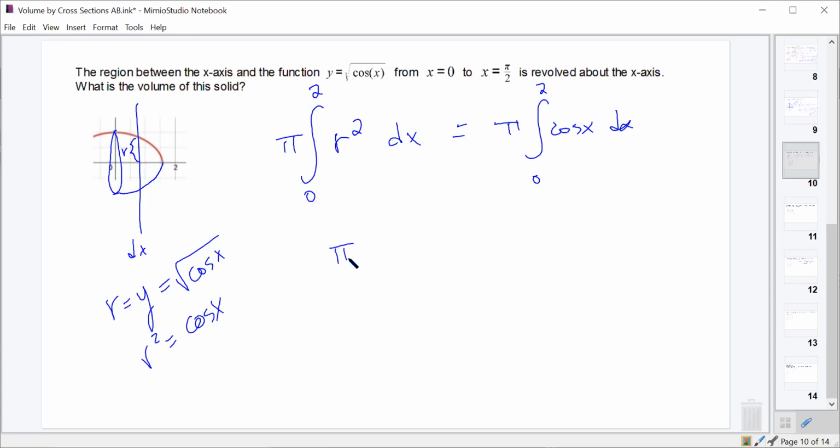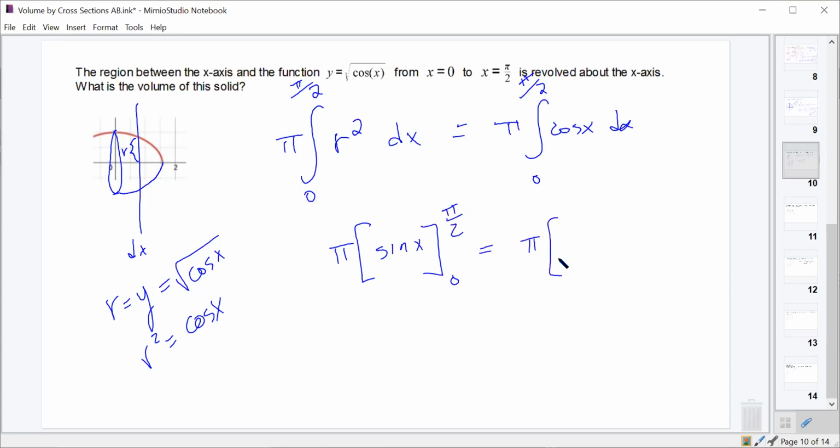So what's the integral of cosine? Is the upper bound 2 or pi over 2? Oh, sorry. Why am I writing 2? Pi over 2. I don't know why I'm writing 2 every time. It's written right there, x equals pi over 2. Sorry. And what's the integral of cosine? Sine x. And we'll go from 0 to pi over 2. Make sure I actually write pi over 2 this time.